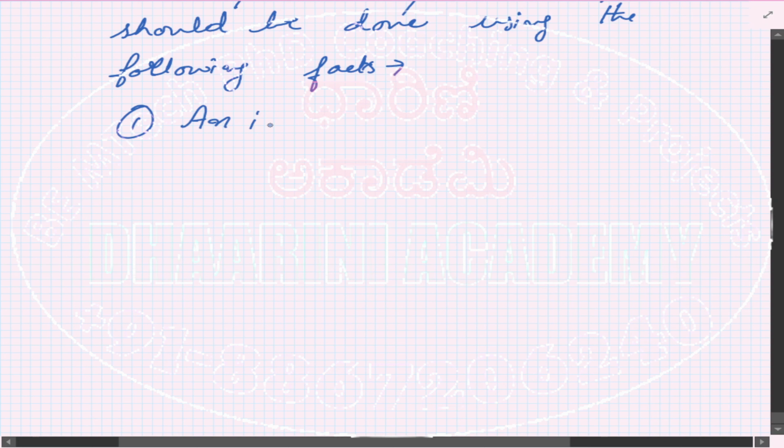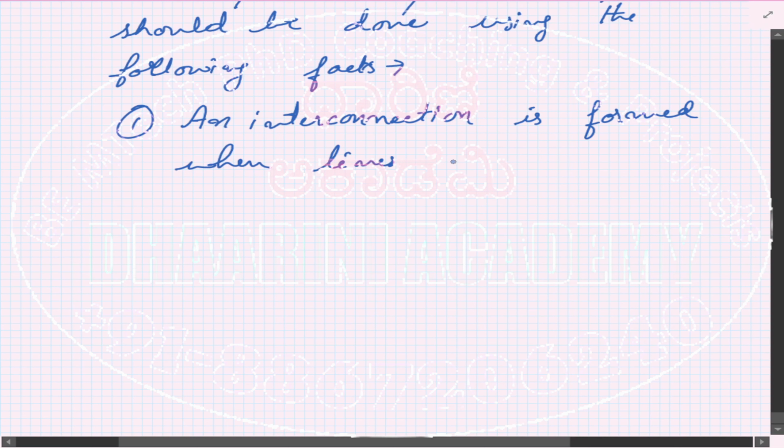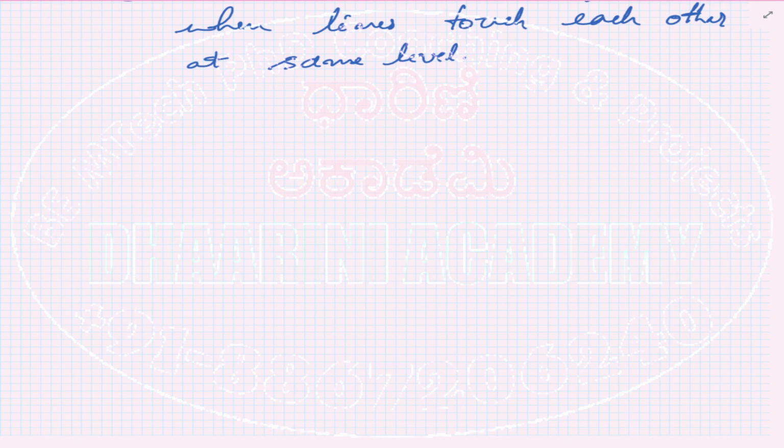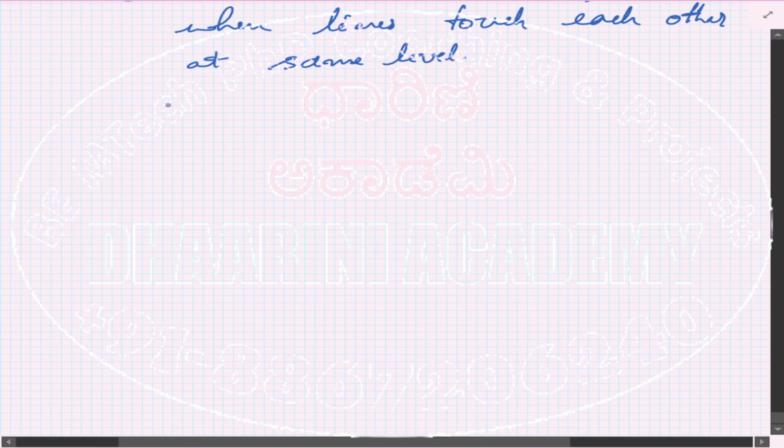An interconnection is formed when lines touch each other at the same level. Whenever two lines touch at the same level, that means you need to make an interconnection over there. This point should be remembered.